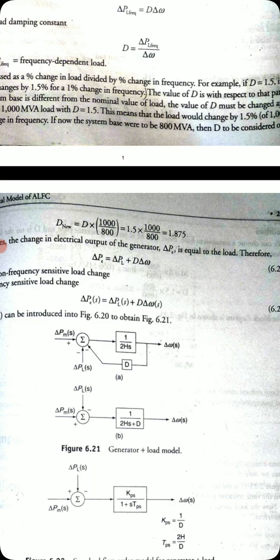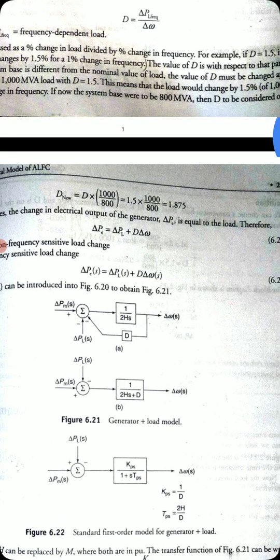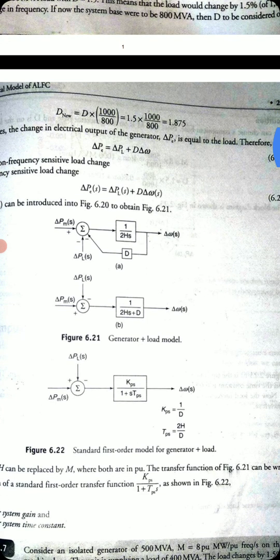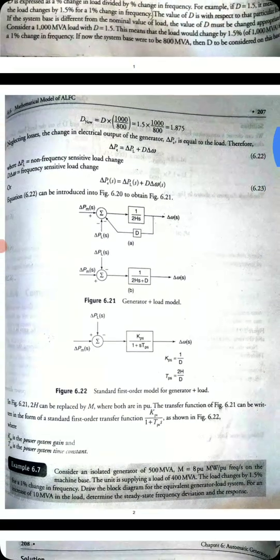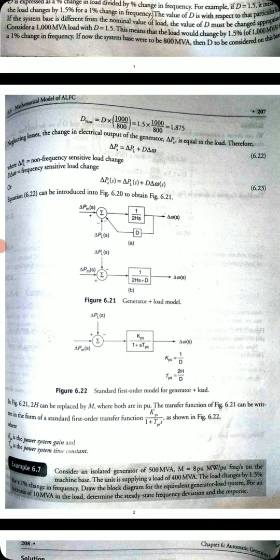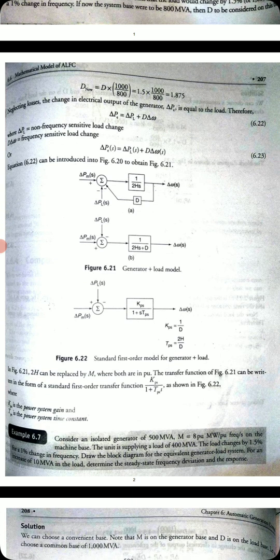Now by simplifying the block diagram, the two blocks in parallel become 1 divided by 2HS plus D. Thus this is called the generator load model, or it can be rewritten in block form as KPS by 1 plus S TPS, where KPS is nothing but 1 by D and TPS is nothing but 2H by D. So 2H can be replaced by M, where both are in per unit, and the whole equation 6.21 can be rewritten in the form KPS by 1 plus S TPS, as in figure 6.22. KPS is the power system gain and TPS is the power system time constant.